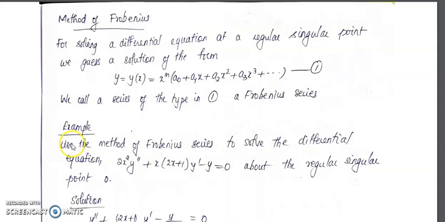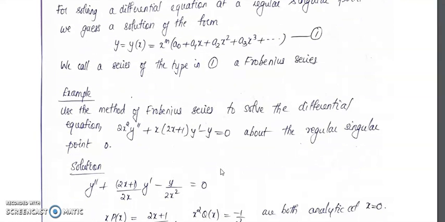Okay. So the first question is: use the method of Frobenius series to solve the differential equation 2x square y double dash plus x into 2x plus 1 y dash minus y equal to 0 about the regular singular point 0. Now let us write this equation in the standard form, that is y double dash plus p of x y dash plus q of x y equal to 0.